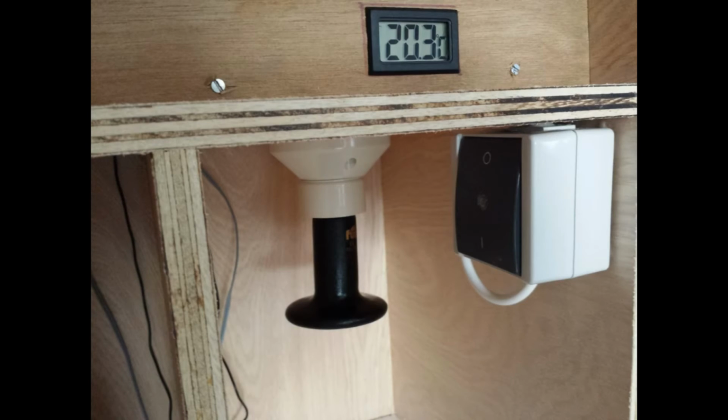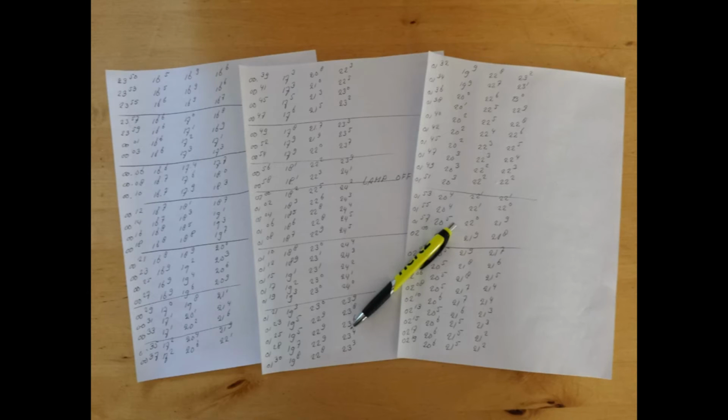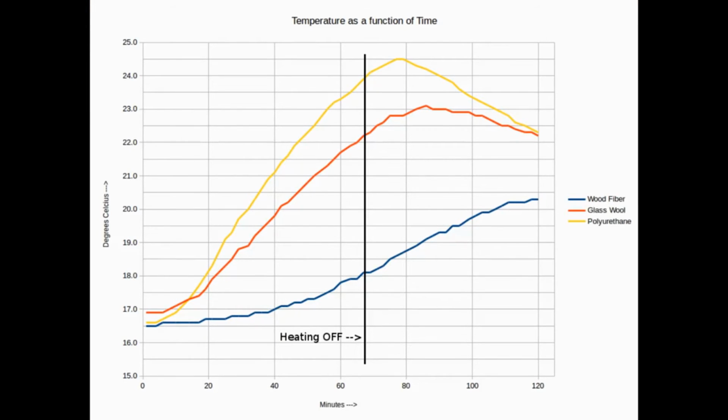So here we go. We switch on the three infrared lamps. We record the temperatures in the three temperature readouts for a period of about 2 hours, and then we put everything in a spreadsheet, and here's the graph that we get. We get three lines. The blue line is the wood fiber, red is glass wool, and the yellow one is the polyurethane.